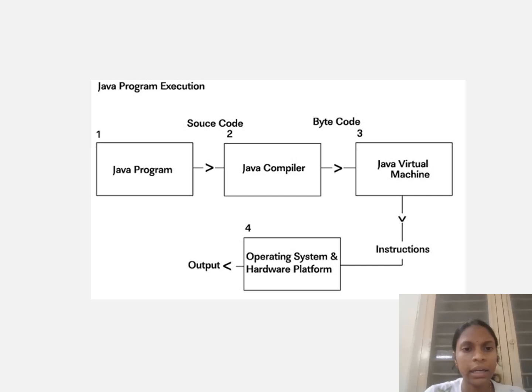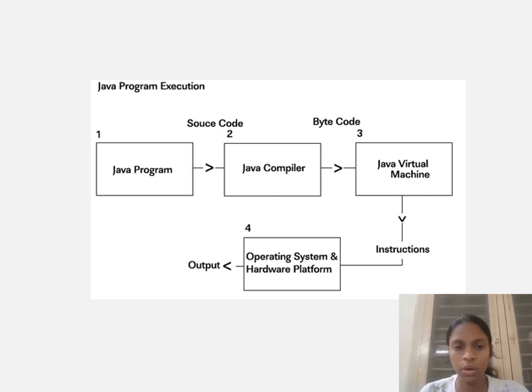And here is the diagram for it. You can see the Java program goes to the Java compiler, then to the JVM, and according to your own operating system and hardware platform, you get the output. I hope you're getting to know this slide. If you want to check it, you can pause the video and look at this diagram.